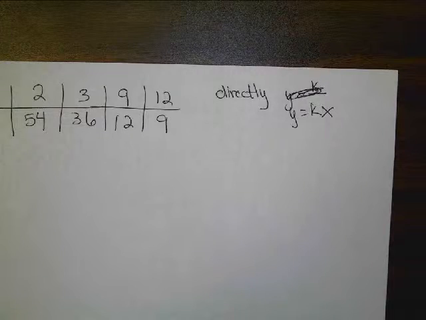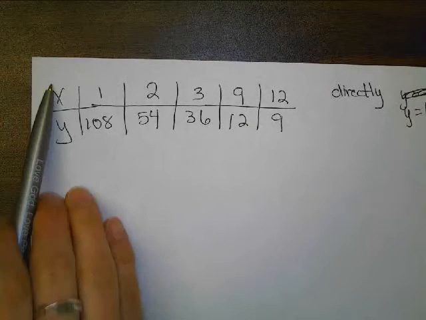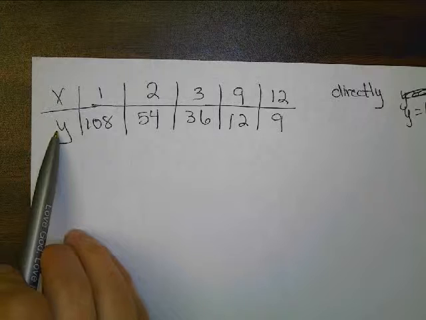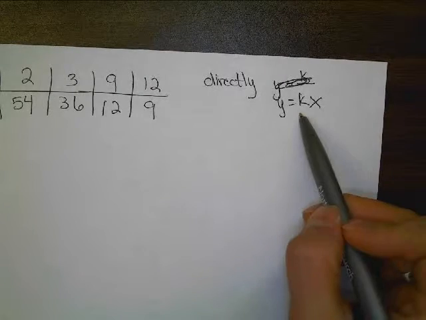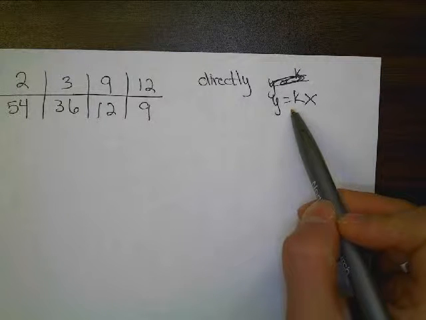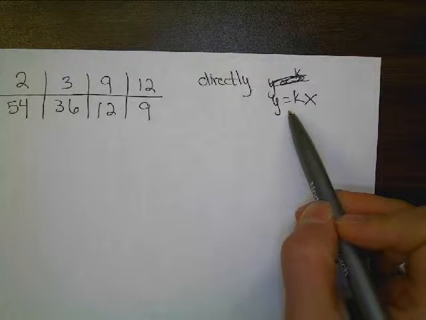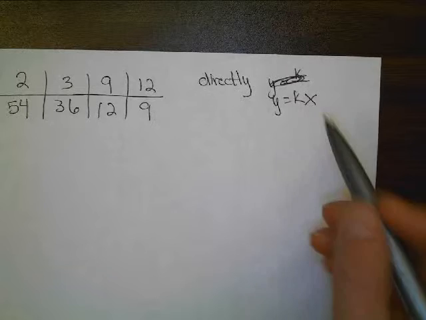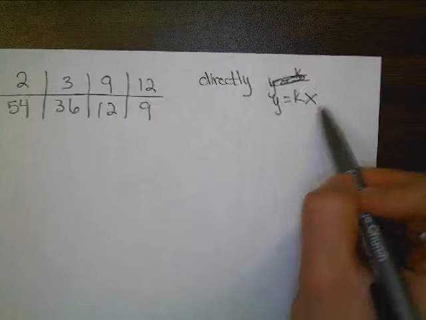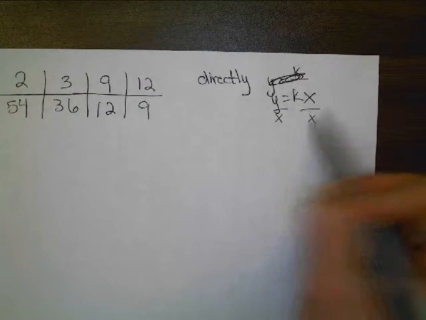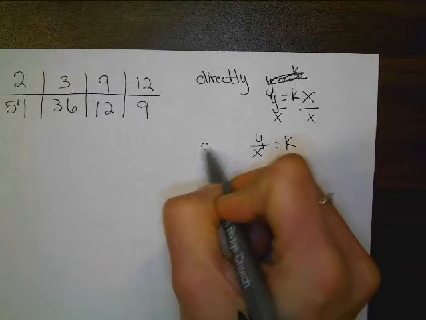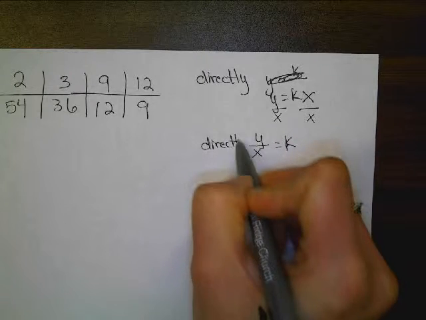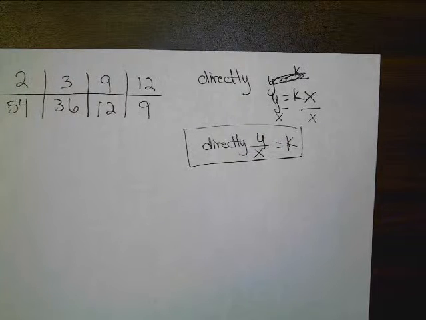Now, when we're looking at this table though, we have x and y. So what I'm going to be looking for is k. So in order to find k, I can rewrite this as a literal equation. If you guys remember talking about that, I can rewrite this to get k by itself. So to get k by itself, I'm just going to divide by x on both sides. So y over x equals k. So if it varies directly, then this is what k would be if I got k by itself.